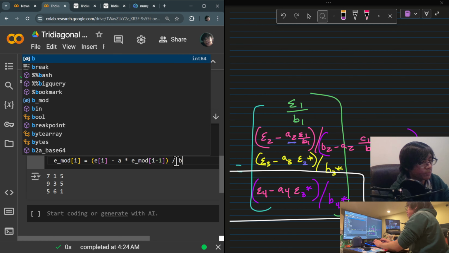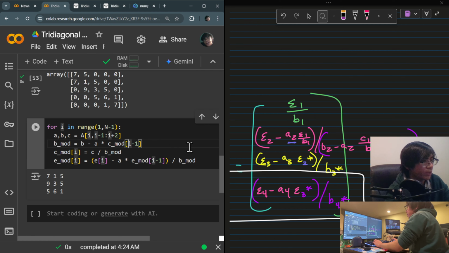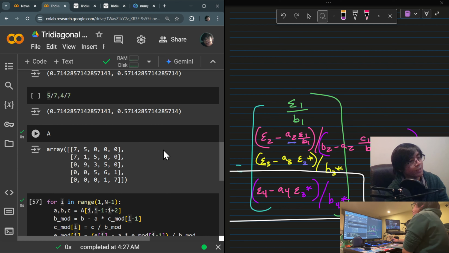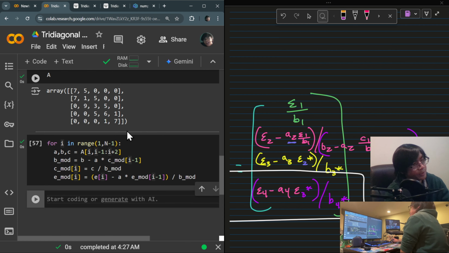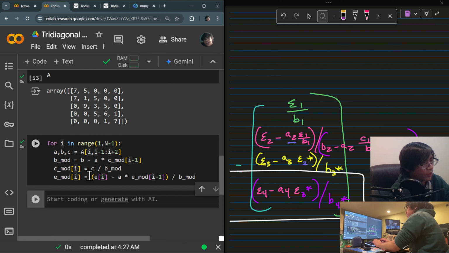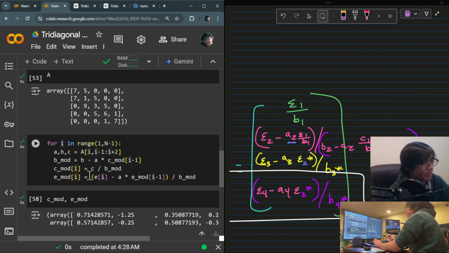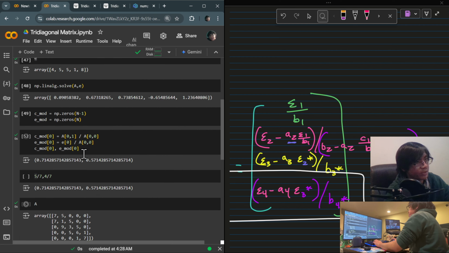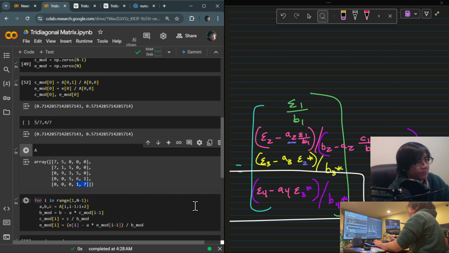B star, so B mod. I think that's it. Okay, didn't yell at me. Perfect. But we should have values for our C mod and B mod, or E mod. We should be missing one for our E mod. Yep, since that's the bottom portion. So the bottom portion, we have this 1 and 7.